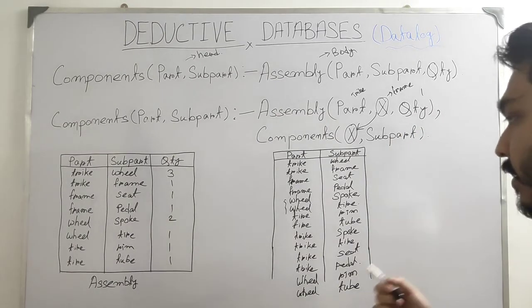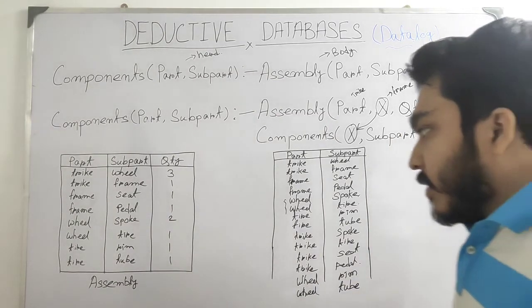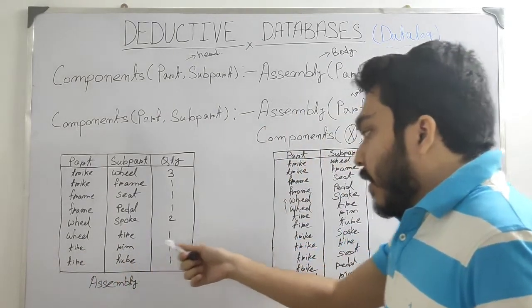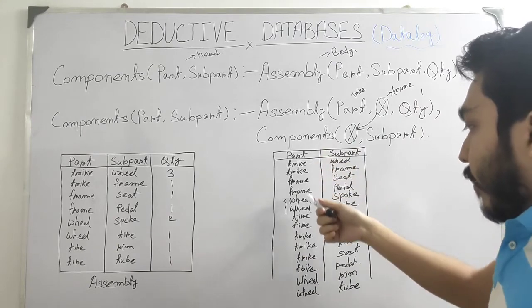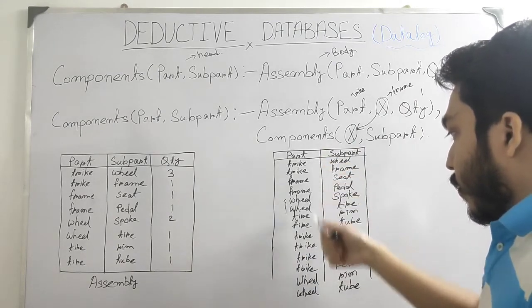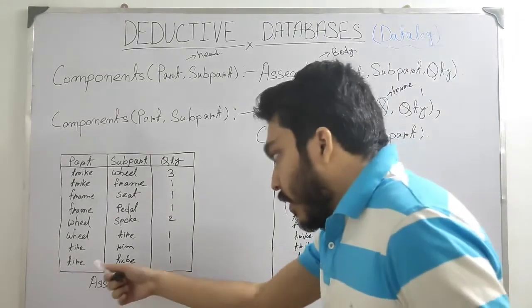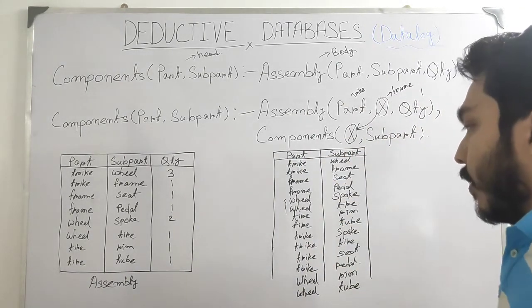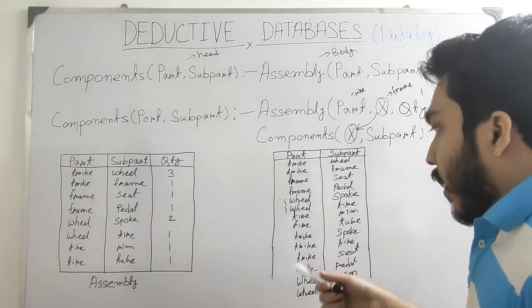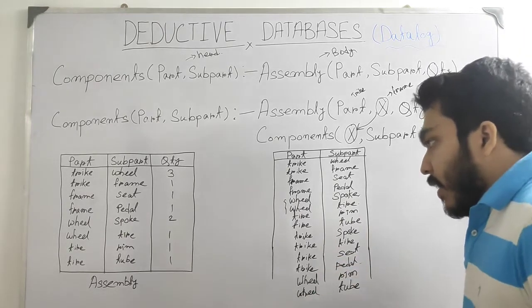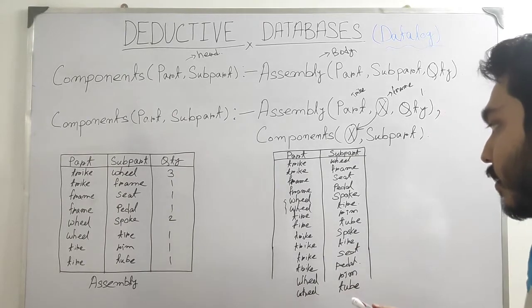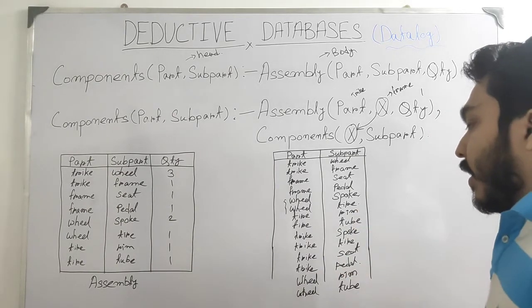Okay, then I need to again search for the next set of tuples, tire, rim. Let us check if there is any rim available in the tuple. No rim available. Then tire, tube available or not? No, tube is not available. Now can we say that we have to stop now? Yes, we can stop now because no new tuples will be generated.